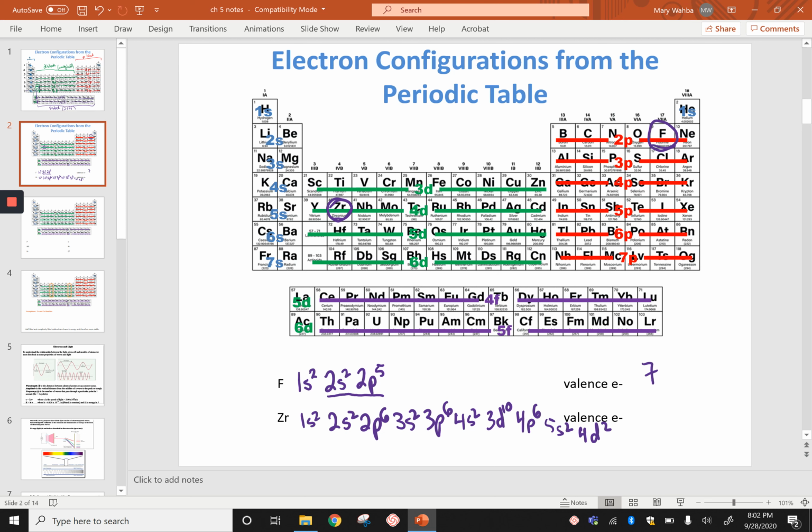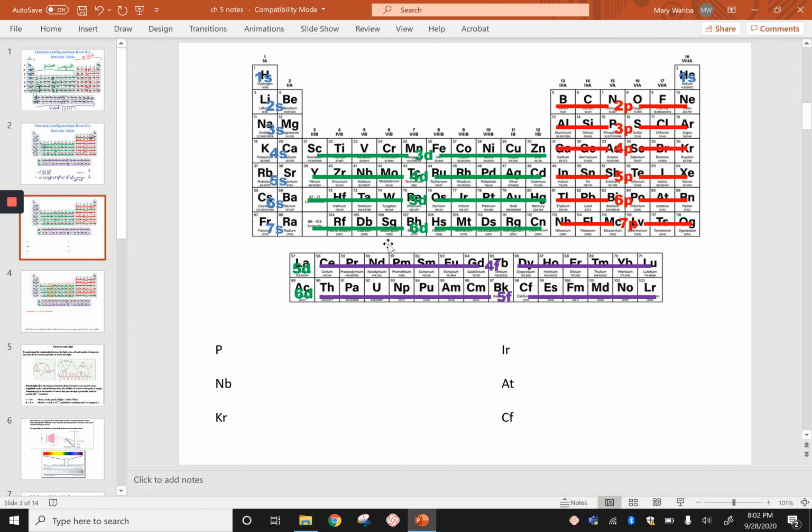That's kind of long. How many valence electrons are there? Well, the highest energy level is the 5th energy level right here. And so we have 2 valence electrons. Not because of these right here, but because of those. The 5th energy level is your highest energy level. Okay, let's try a few more.